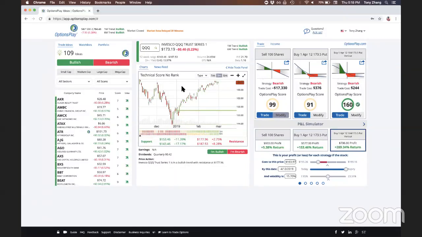So if you don't want to use our charts and you don't want to use our trend indicators or any of our indicators, by all means, stick to your own strategy that you feel comfortable with. Just use Options Play to help you model those outlooks out using the different option strategies that you can trade.